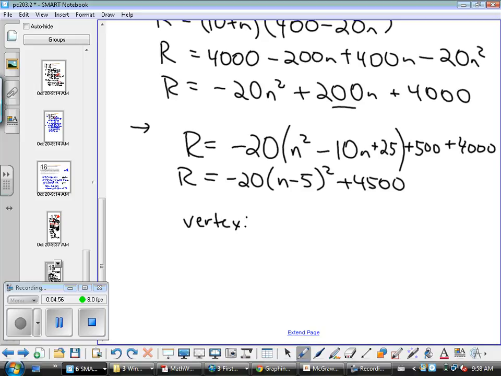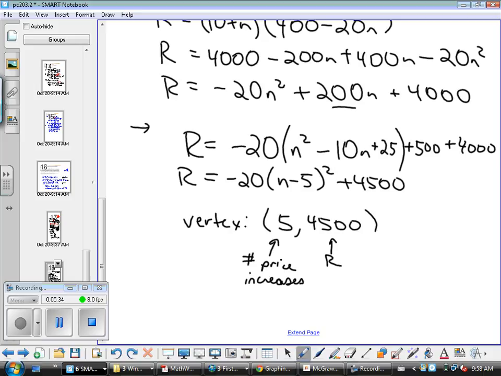Because P is 5 and Q is 4,500. Okay, and so since this is the revenue, that's the Y value, right? And we're looking at revenue as a function of number of price increases. We now know that we could actually increase the price by $5, and we will get maximum revenue, okay? So 100 fewer people will book sessions, but we are going to have maximum revenue, okay? The price per session should be $15.